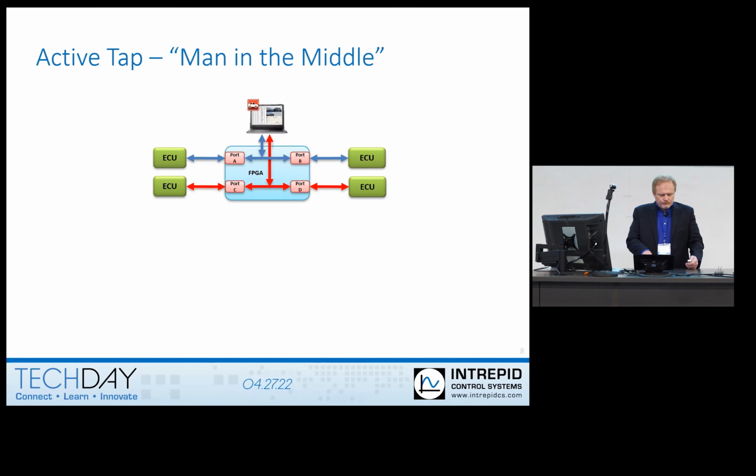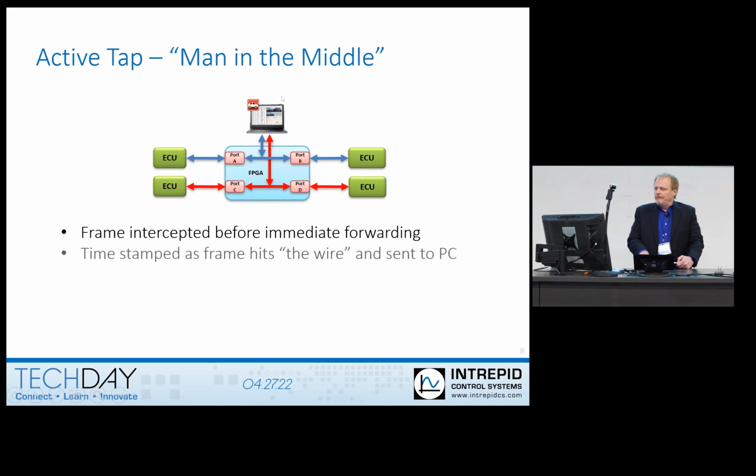And the active tap would intercept the frame from either of these ECUs immediately and then forward it. And in the process of forwarding it, it timestamps it when that frame hit the wire. The FPGA does that, and then minimal latency. So this device can be configured as a cut-through device if you like. It doesn't have to do store and forward because it's not a switch.